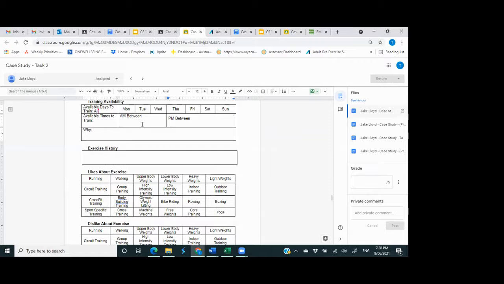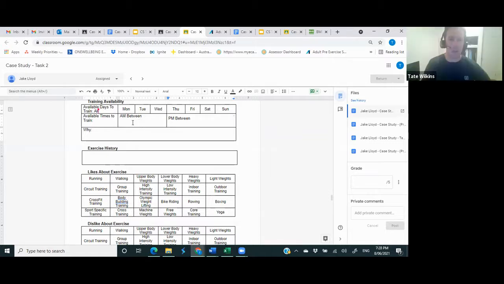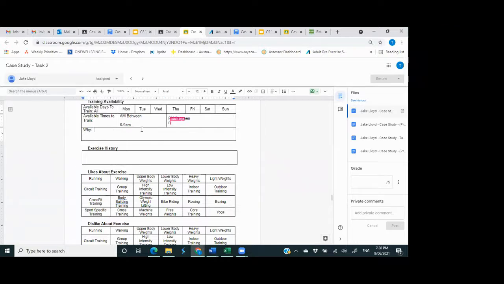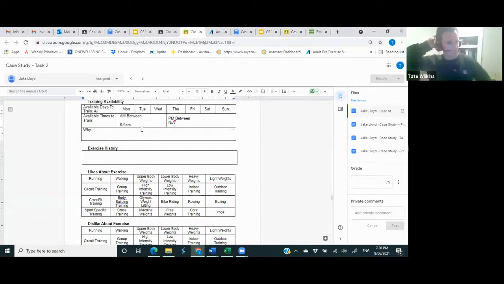For train times, just put down AM between 6 and 9 AM. And then for PM, put down NA, dealing with you blokes in PM. And then for why, just say work commitments.